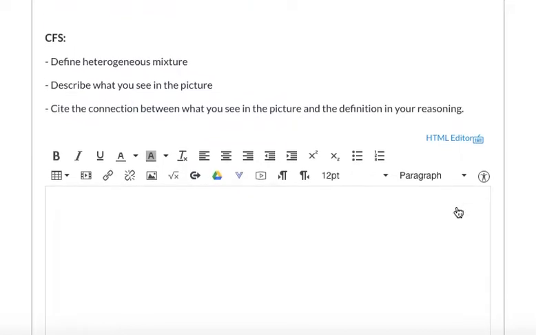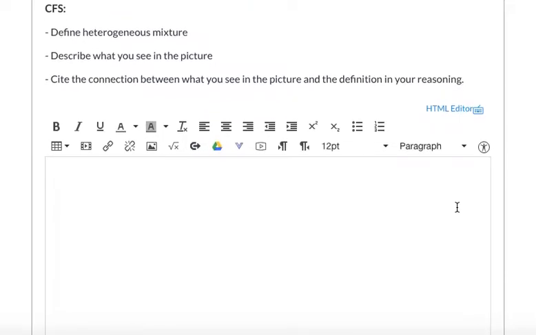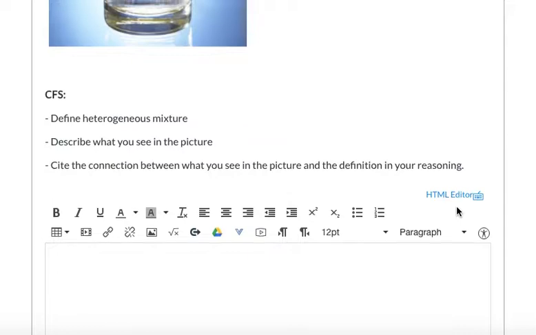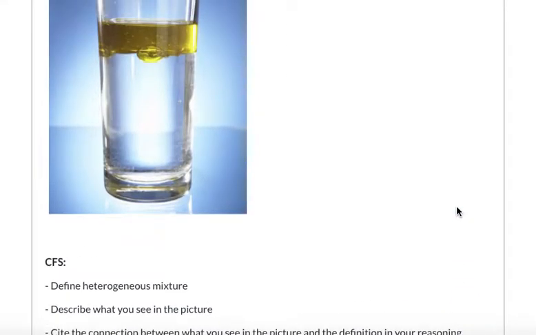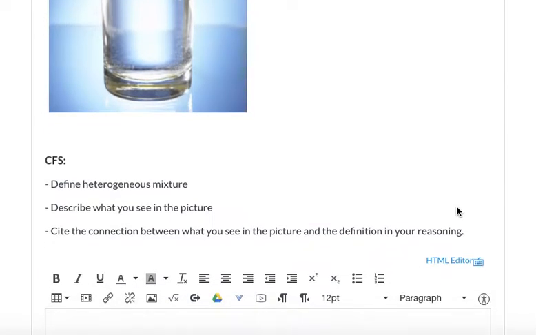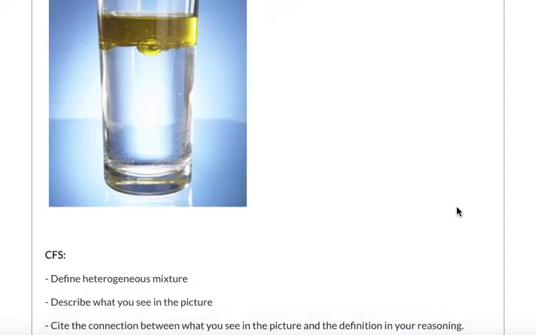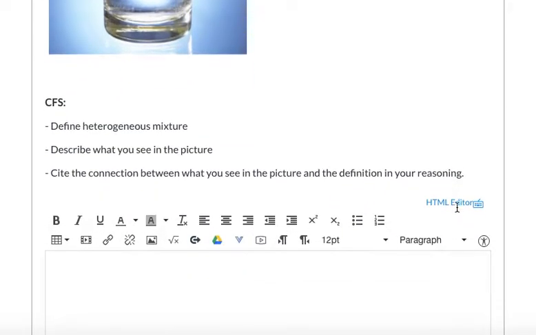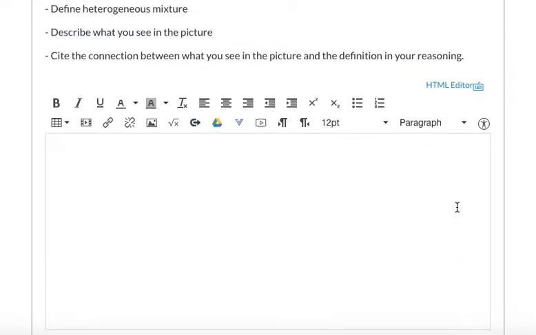Your criteria for success is to define heterogeneous mixture, describe what you see in the picture, and cite the connection between what you see in the picture and the definition in your reasoning. Is this picture a heterogeneous mixture? Define heterogeneous, describe what you see in the picture, and cite the connections between what you see in the picture and the definition in your reasoning.